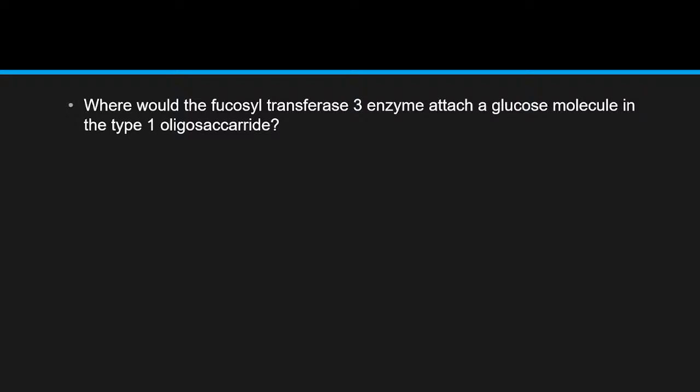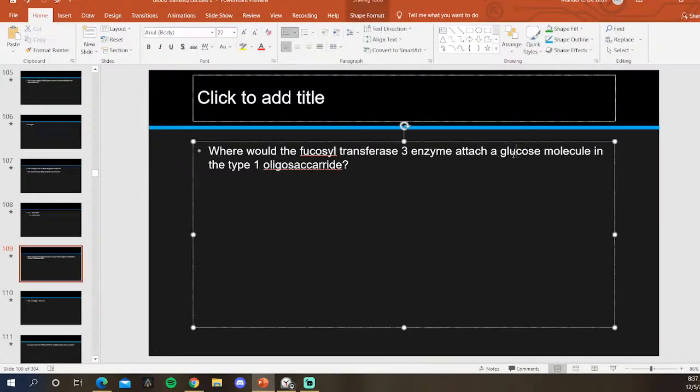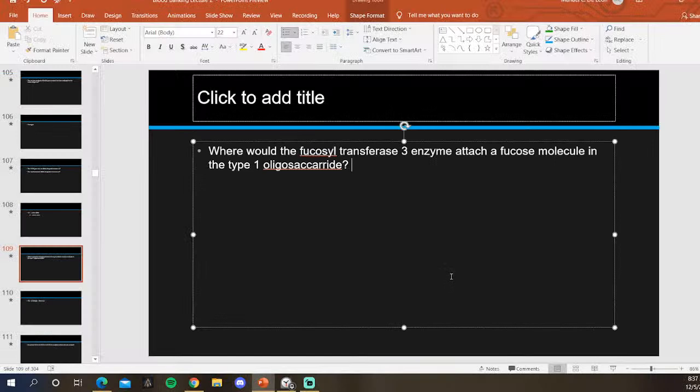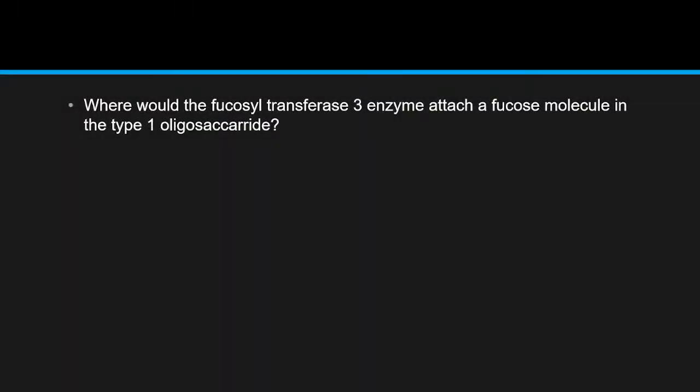Alright? Where would the fucosyltransferase 3 enzyme attach the glucose molecule? This is not glucose molecule, sorry. I don't know what I was thinking, but let me edit it out for you. It was supposed to be fucose molecule. Fucose. So please answer this one in the chat. I will come back to you guys later. All right?